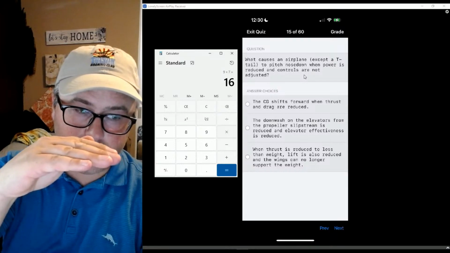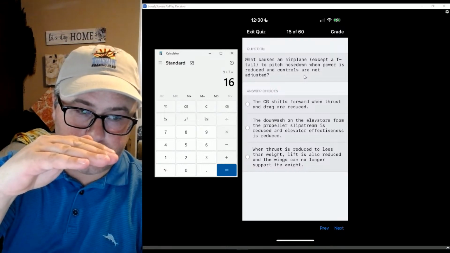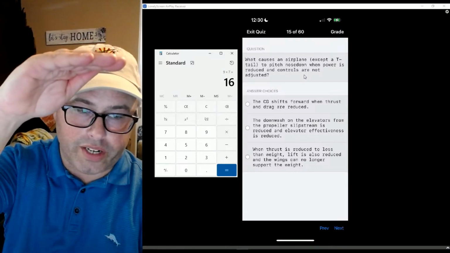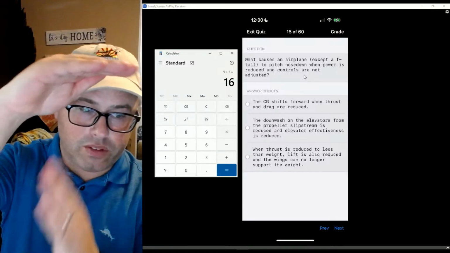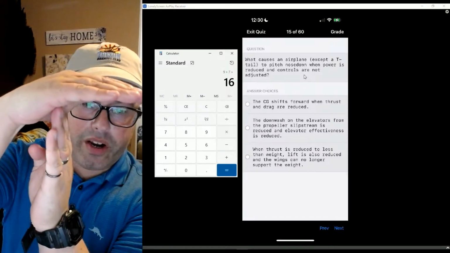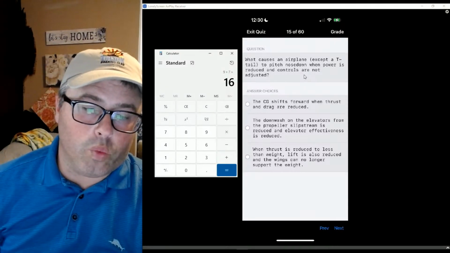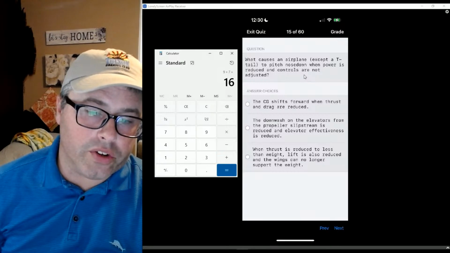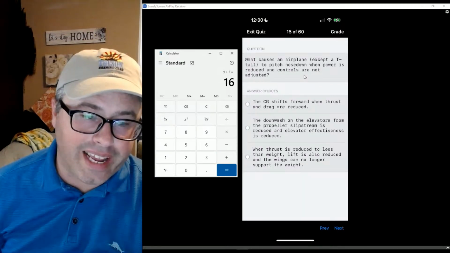That applies to every airplane except a T-tail, because on a T-tail the horizontal stabilizer is high up. It looks like a T at the back of the aircraft. Why does reducing power cause it to nose down? Well, you're getting extra air over that tail.